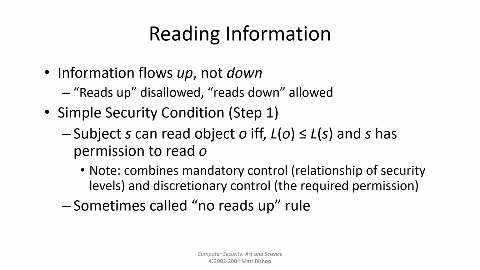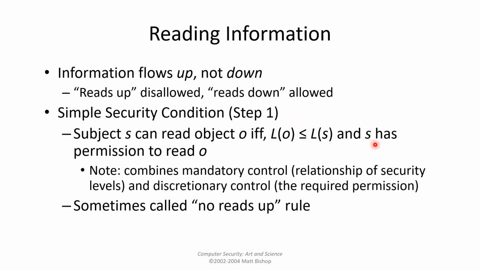Now, in the Bell-LaPadula model, we talk about reading down and writing up. Information flows up, not down. So you can read down. You can read things at a lower level, but you cannot read things at a higher level. So if you're at level secret, you may not read things at top secret, but you can read things at confidential. So we're going to use some set notation here. We'll have several statements like this. So subject S, that's human, usually, can read an object if and only if, the IFF means if and only if, the level of the object is less than or equal to the level of the subject.